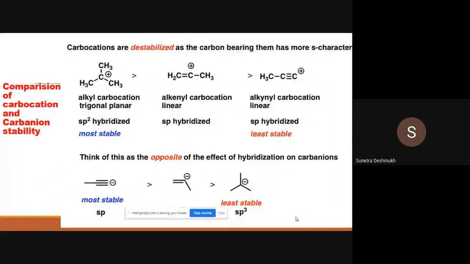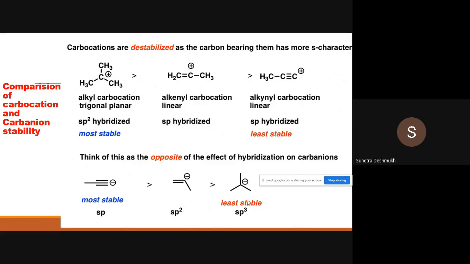Okay, so we have seen that sp hybridized carbanions are the most stable, then sp2 hybridized carbanions, and sp3 hybridized carbanions are the least stable. So this is totally opposite to carbocation stability. Carbocation stability and carbanion stability are totally opposite to each other.